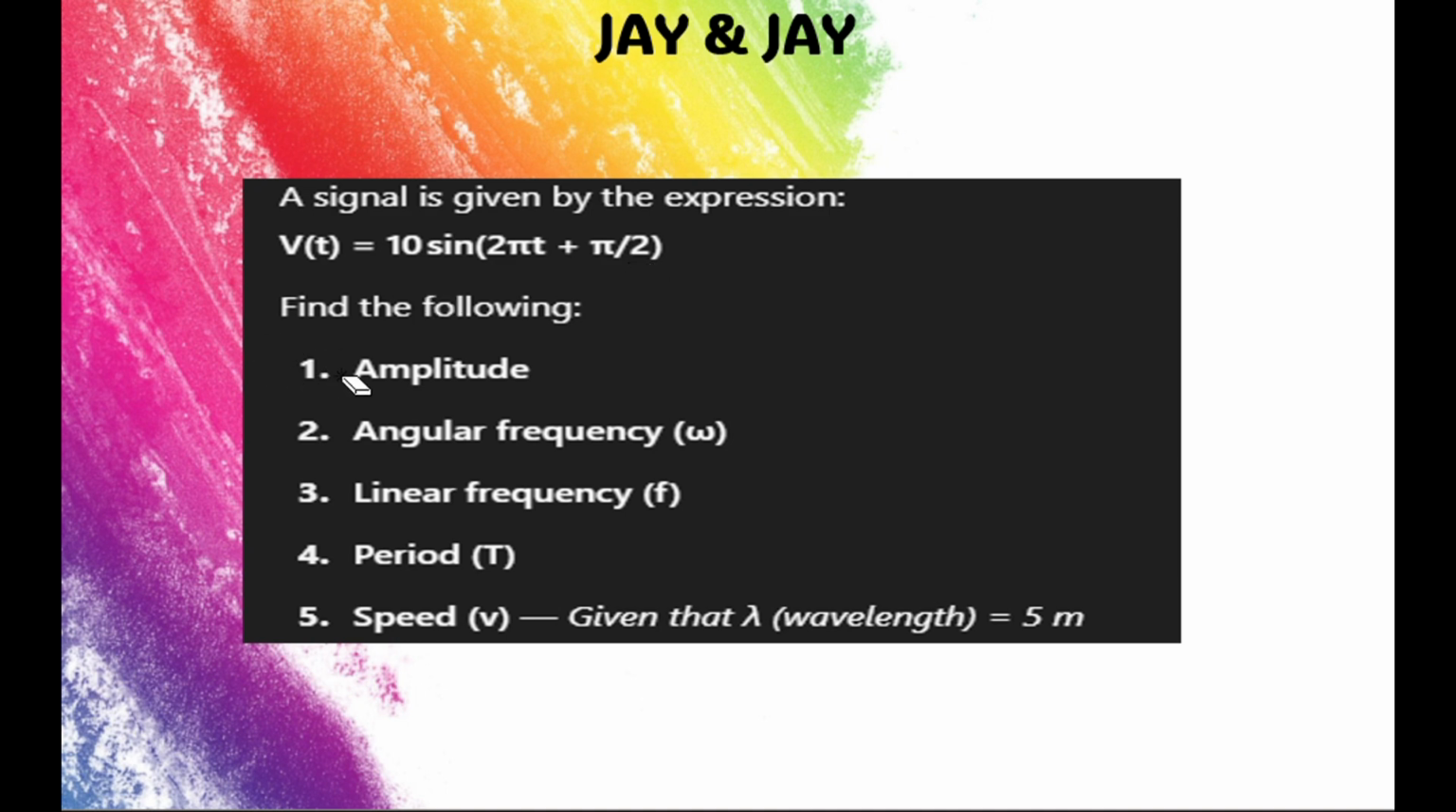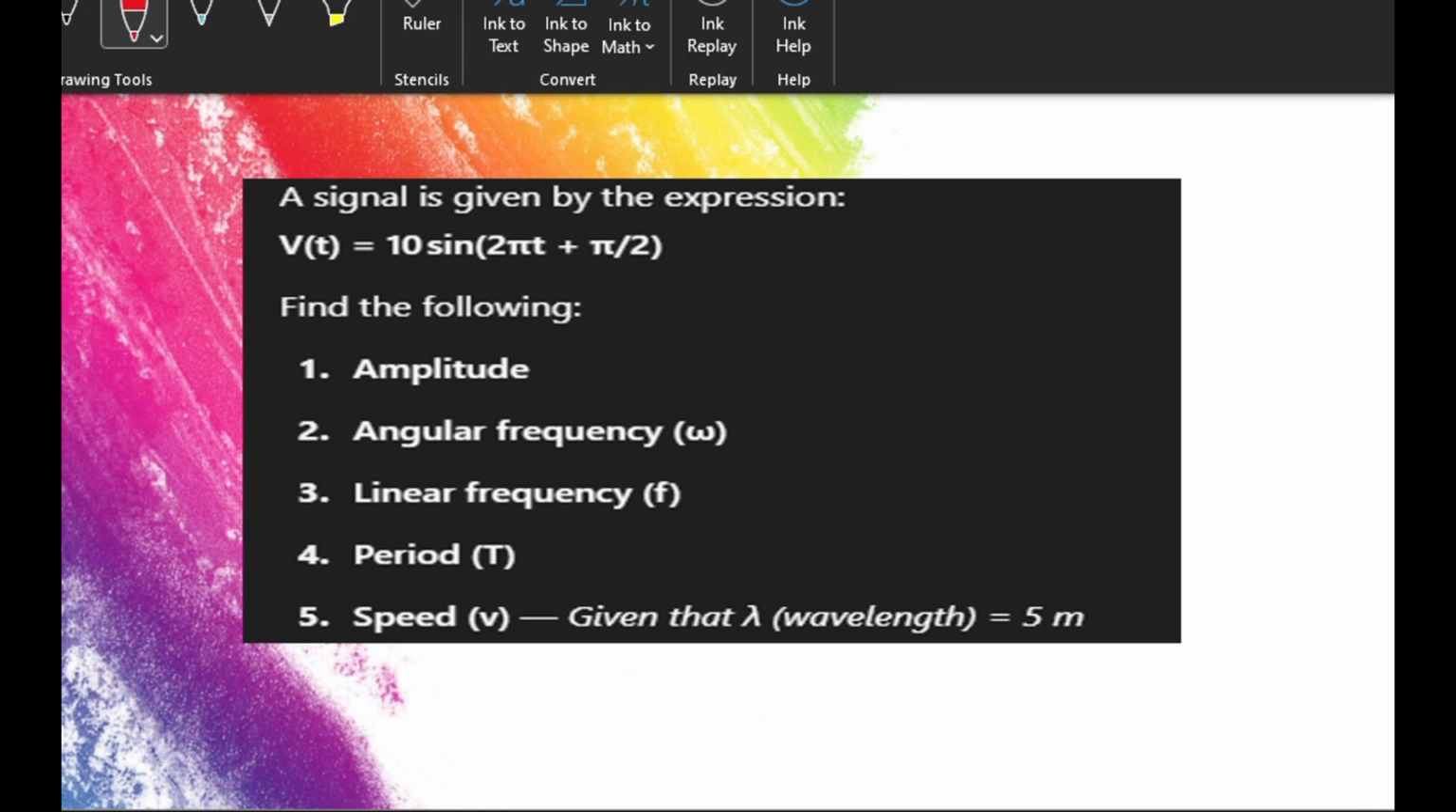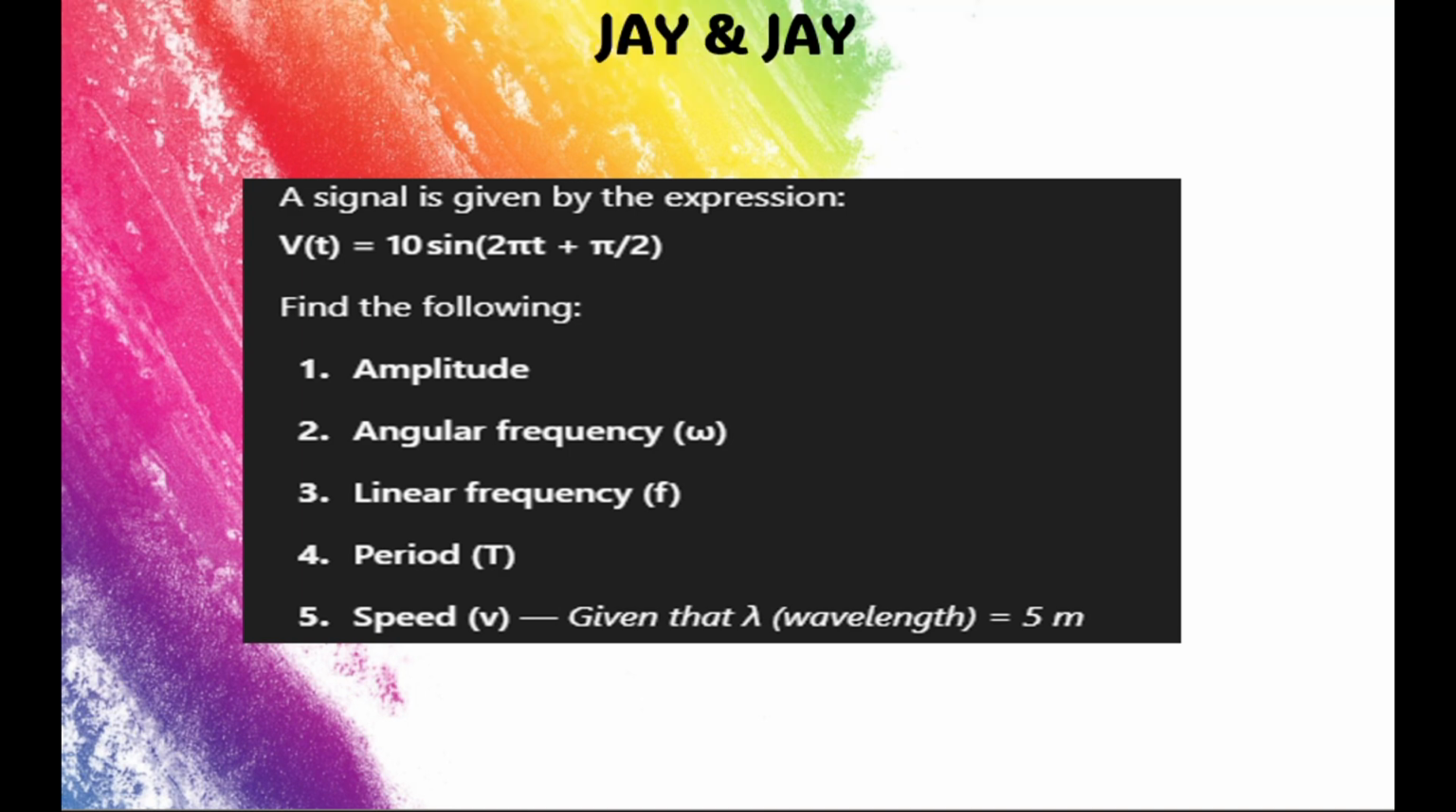We are supposed to find the amplitude, the angular frequency, the linear frequency, the period, and then finally the speed, given that our wavelength, lambda, is equal to 5 meters. So without wasting much time, let's dive right into it.